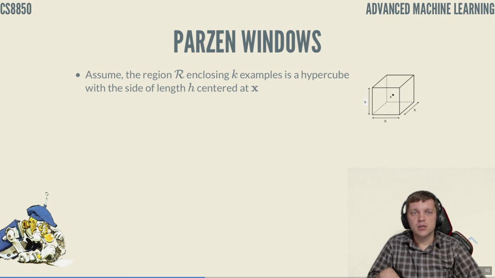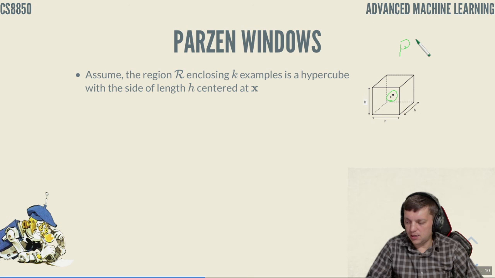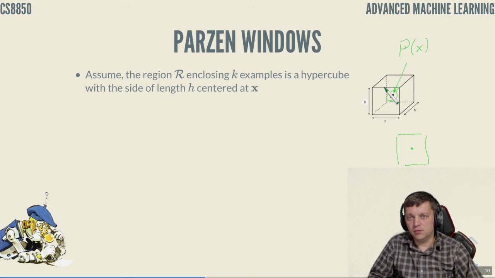So assume the region R, enclosing k examples, is a hypercube with a side of length h centered at x. So x is our point of interest. We are interested in predicting the value of the probability density at x here. So let's center a hypercube around this x. If you're in 2D, it's just a square. In 3D, in the picture, and once it grows, we keep adding dimensions, but it's still a hypercube.